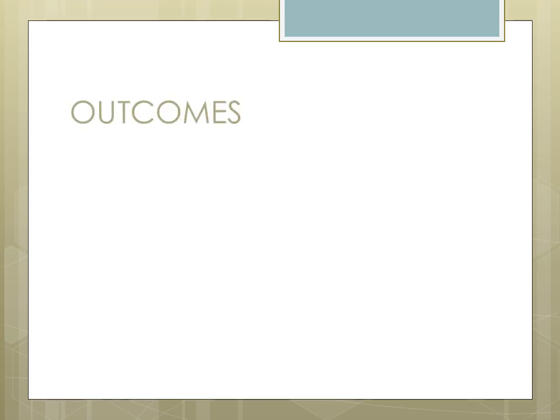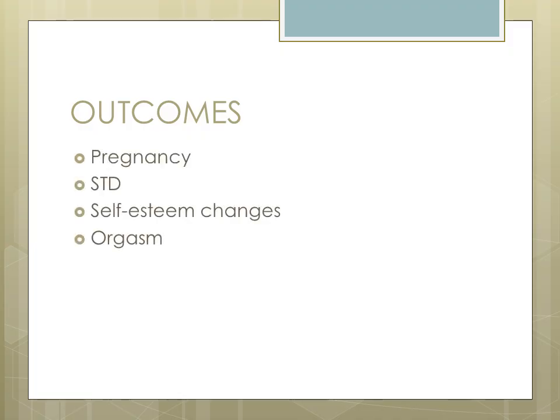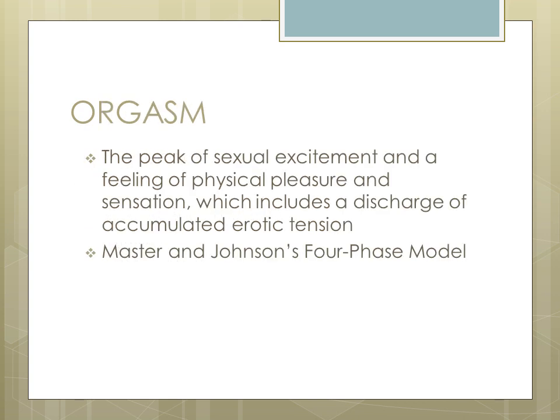When intercourse occurs, there are several outcomes. Some can be considered good or bad, depending on the person. Some outcomes are pregnancy, STD, self-esteem changes, and orgasm. An orgasm is defined as a peak of sexual excitement and a feeling of physical pleasure and sensation, which includes a discharge of accumulated erotic tension, which is considered ejaculation.